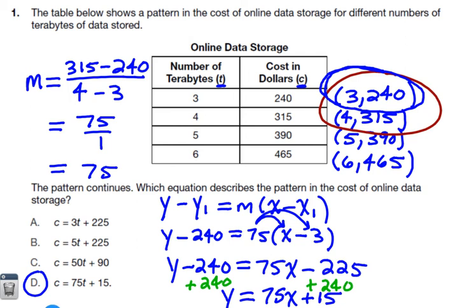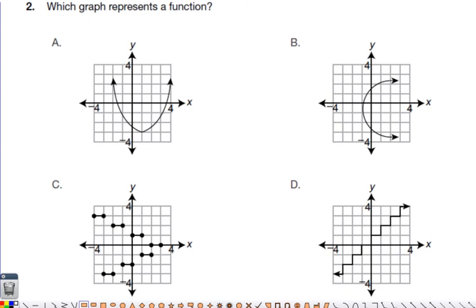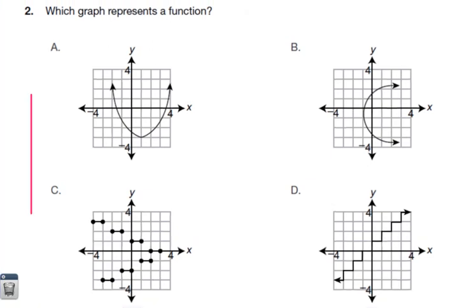All right, moving on to number 2. Again, hopefully you've already read this and stuff. But number 2 is basically just asking which graph represents a function. All right, look, reviewing this concept, if you want to figure out if a graph is a function or not, it needs to pass something called the vertical line test.